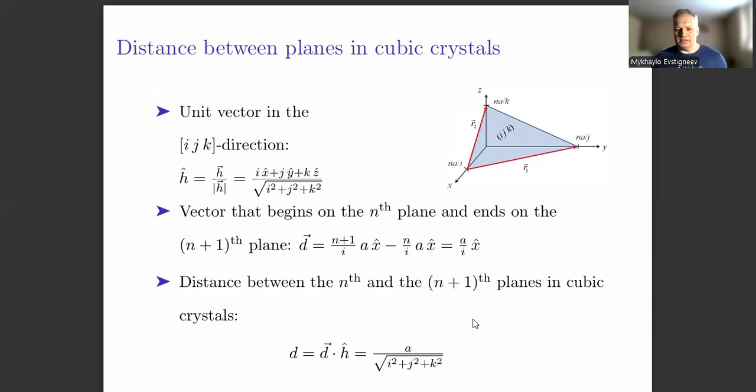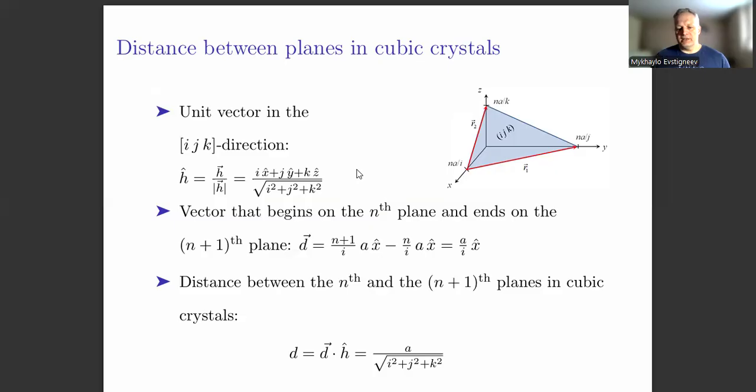So in the previous slide, we have seen that a vector perpendicular to the plane with the Miller indices ijk has the same Miller indices. So ix plus jy plus kz. Now let us turn this vector into a unit vector. To do that, we divide this vector by its length, which is the square root of the sum of squares of the x, y, and z components of the vector. Those components are the indices ijk. So we have a unit vector perpendicular to the plane with Miller indices ijk.